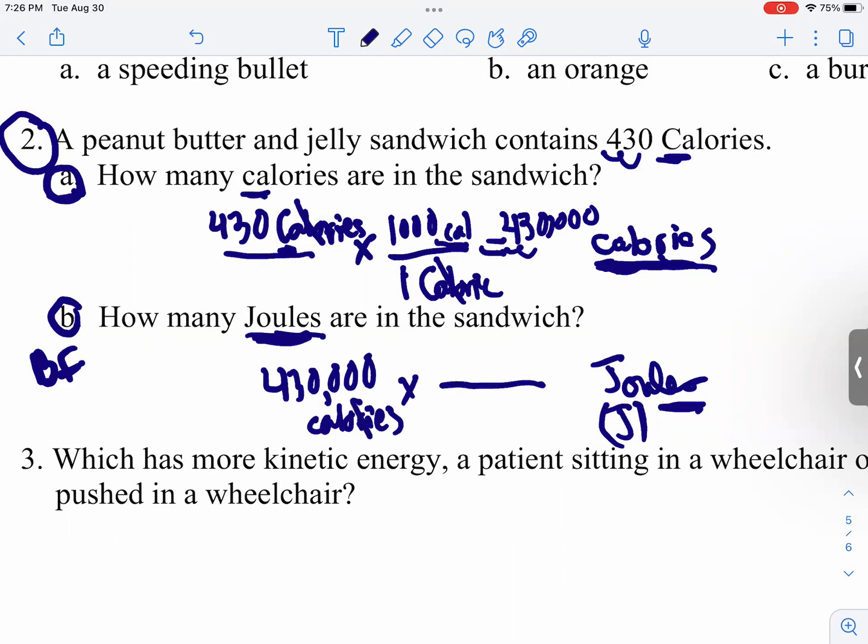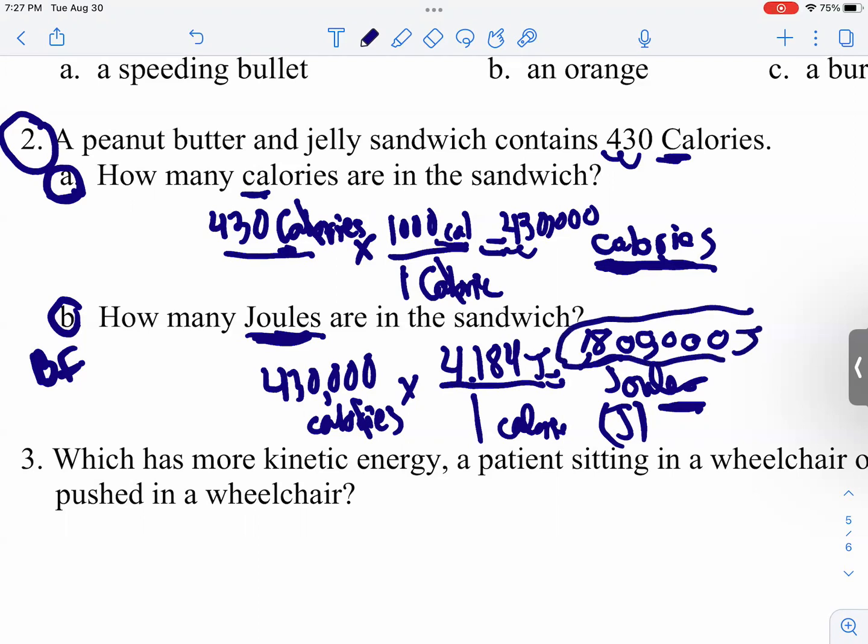You want calories to cancel out, so you're going to have calories on the bottom in the denominator there. And so that'll cancel out. You have 4.184 joules in 1 calorie. So now you can multiply across and you have 1,800,000 joules. All right, and then you can check your significant figures.